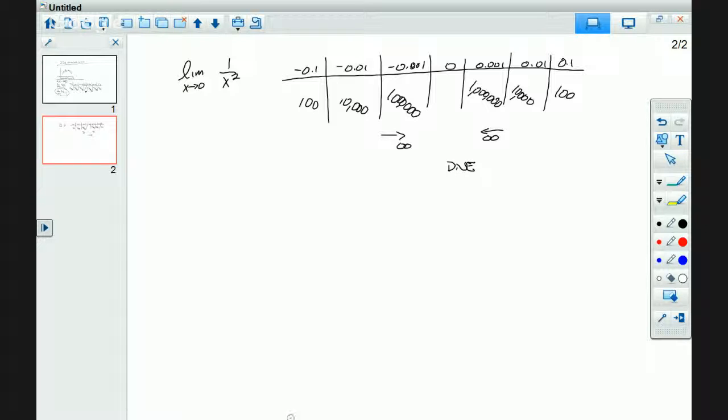The limit does not exist. They never come together. The graph looks like this. That's what the graph looks like, so they're never actually coming together. They just keep going. On that one, you can just look at the graph.